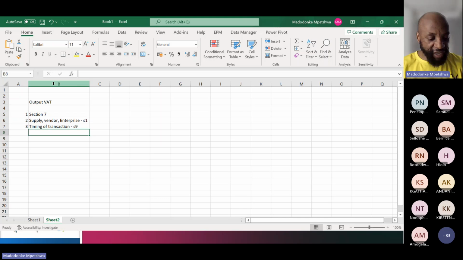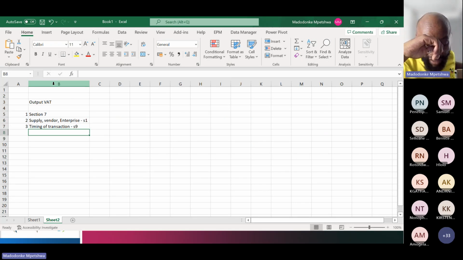Okay, so let's look at, for example, Section 9, subsection 2B. Remember, here we're looking at the timing of a transaction. So here it says a supply of goods or services. Sorry, here's a tip when you are reading the legislation. Here I said I wanted to read Section 9, subsection 2B.